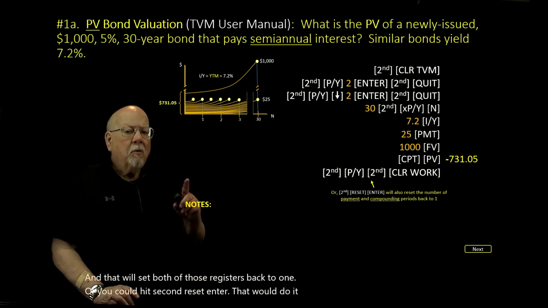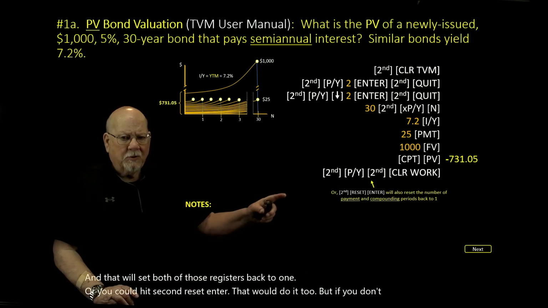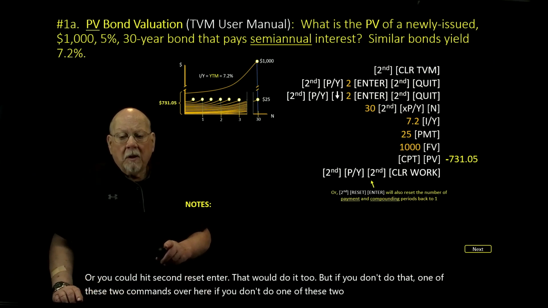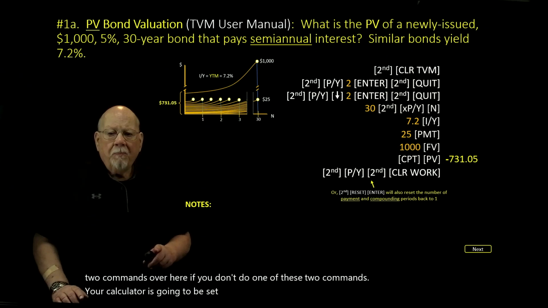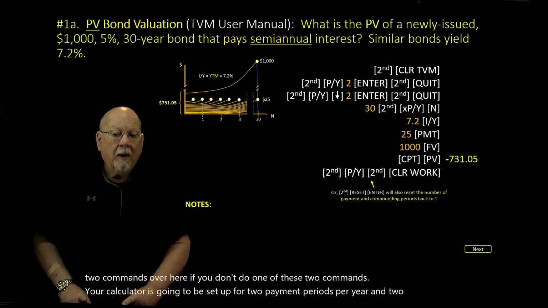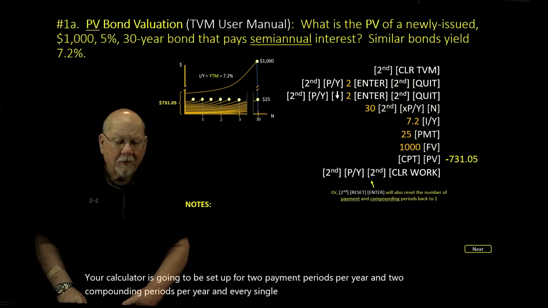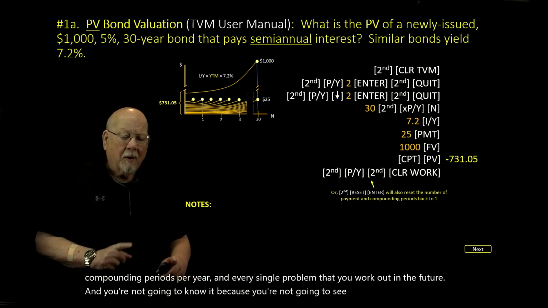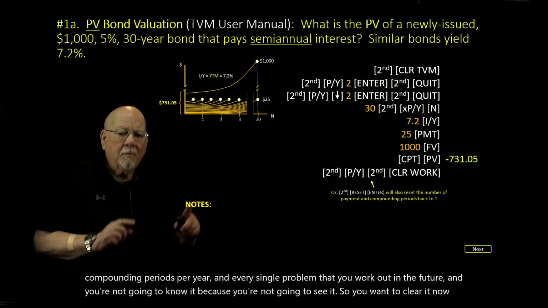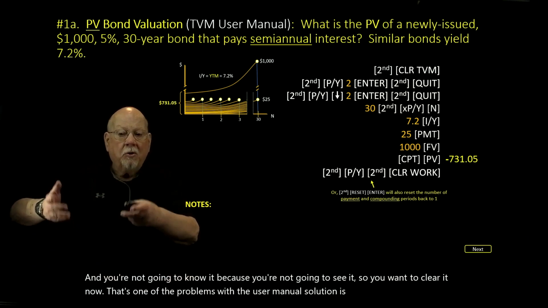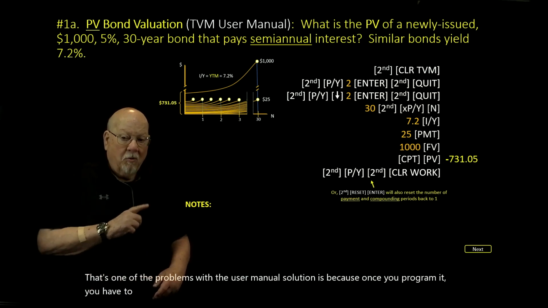But you know, if you don't do one of these two commands, your calculator is going to be set up for 2 payment periods per year and 2 compounding periods per year in every single problem that you work out in the future. And you're not going to know it because you're not going to see it. So you want to clear it now. That's one of the problems with the user manual solution, is because once you program it, you have to deprogram it and hope you don't forget it.